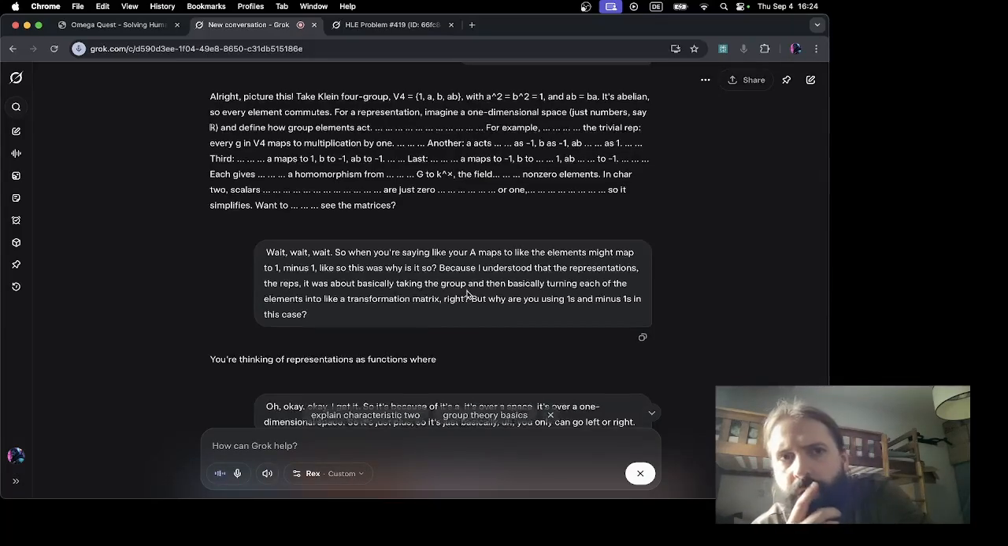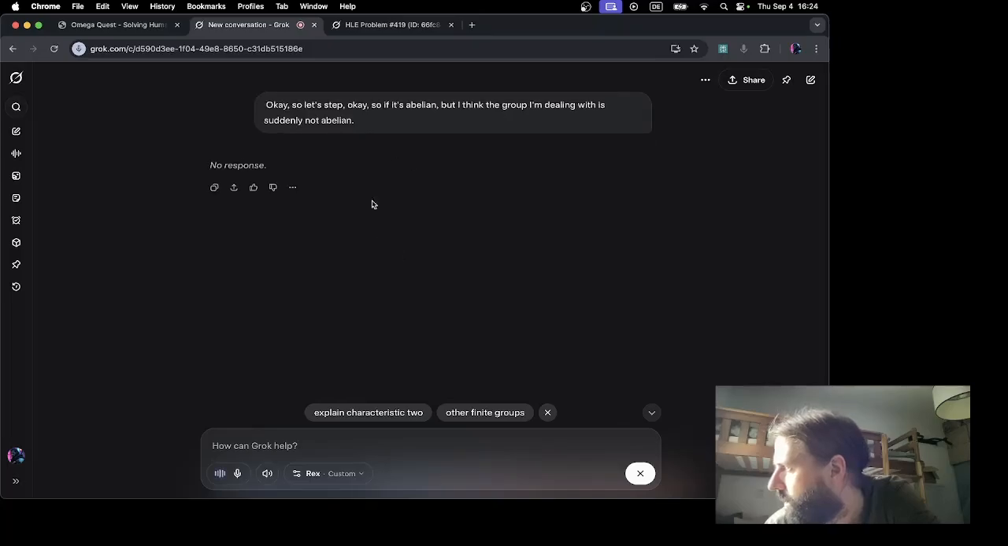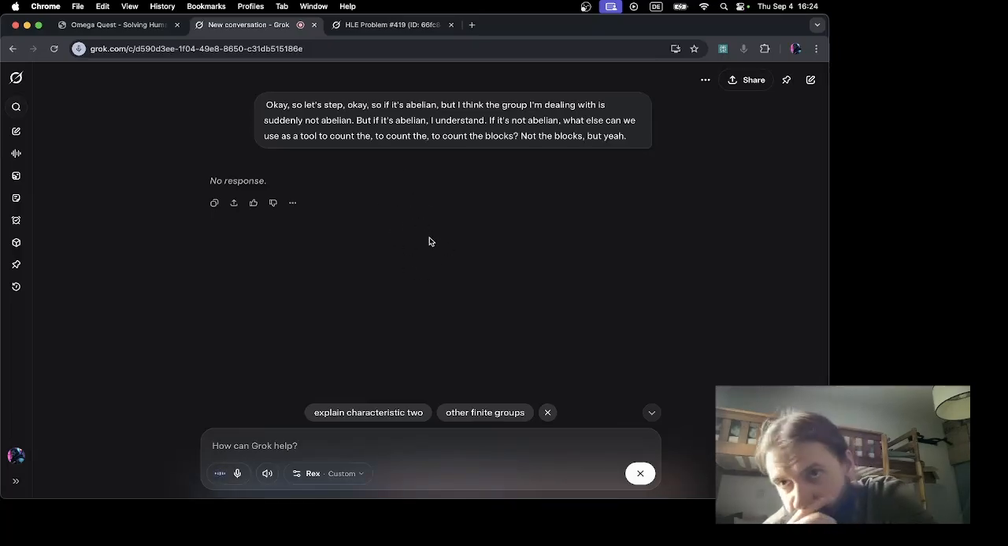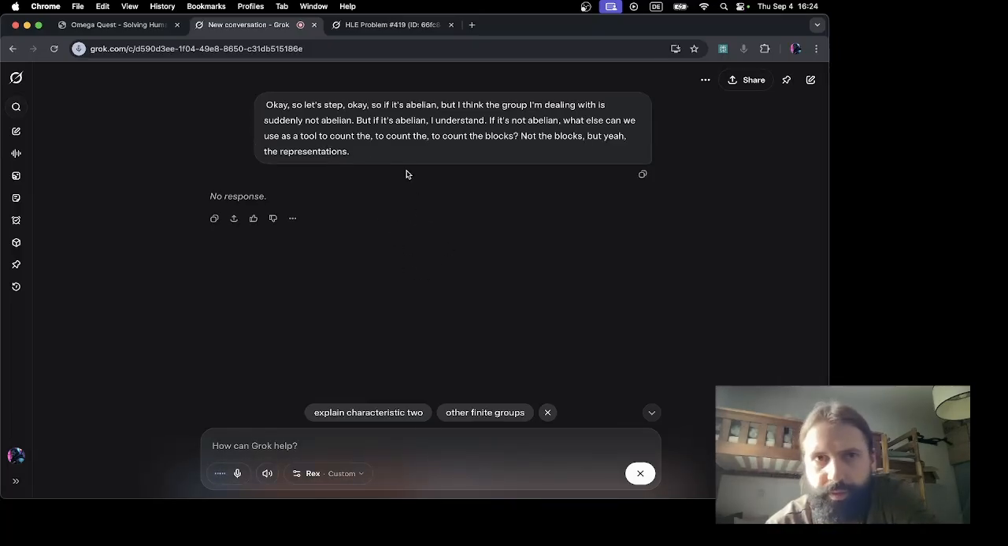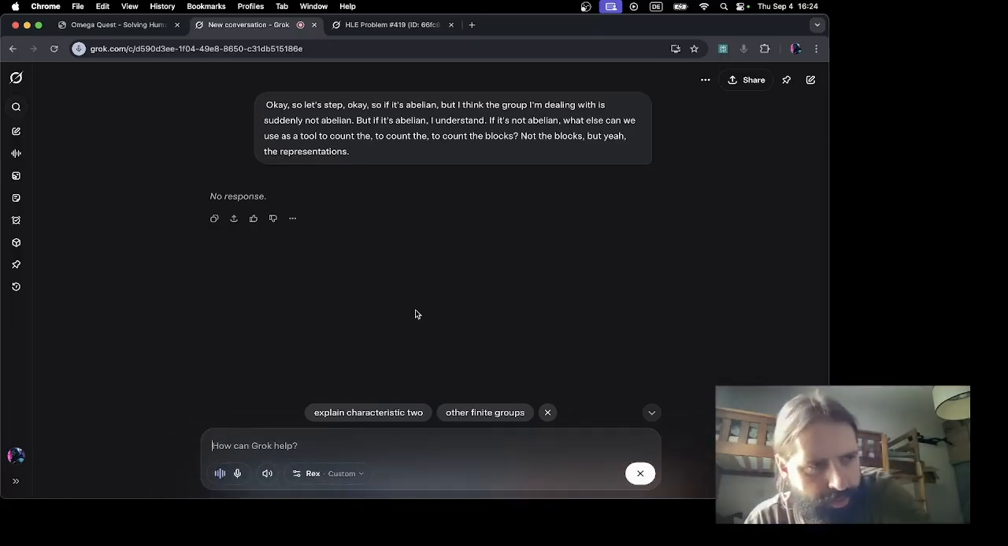Okay, so if it's abelian, I understand, but the group I'm dealing with is sadly not abelian. If it's not abelian, what else can we use as tools to count the representations? For non-abelian groups, step 1 is finding the conjugacy classes. Count those, then use them to figure out how many irreducible reps there are. What are the conjugacy classes?